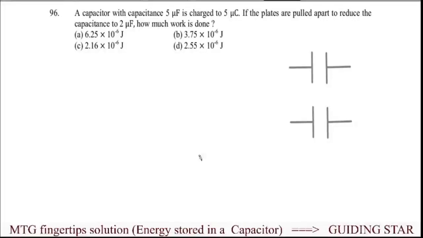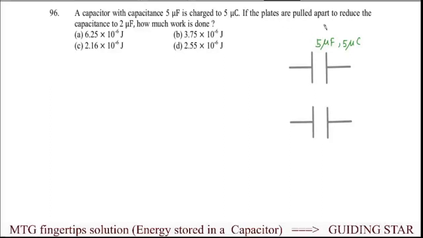In this question, a capacitor with capacitance 5 microfarad is charged to 5 microcoulomb. So here initially this is a capacitor. Assume that its capacitance is 5 microfarad. And this capacitor is charged by connecting some sources. So let its charge be 5 microcoulomb. This is the initial capacitance and initial charge of the given capacitor.